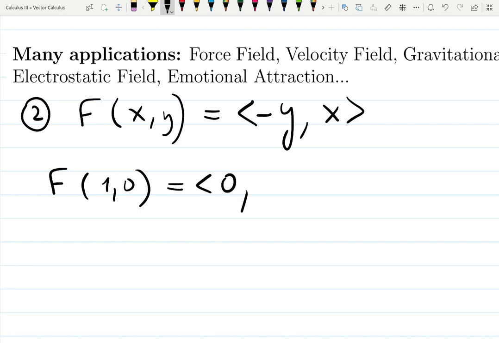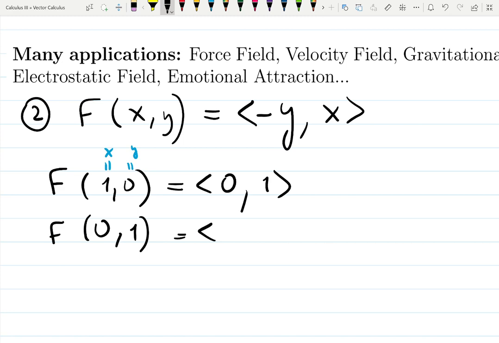0 minus... So 0, 1. Yeah, I know the answer, my point is how to explain it. So this is x, so this will be 1. This is y. So you should keep making note about this. Now, how about 0, 1?